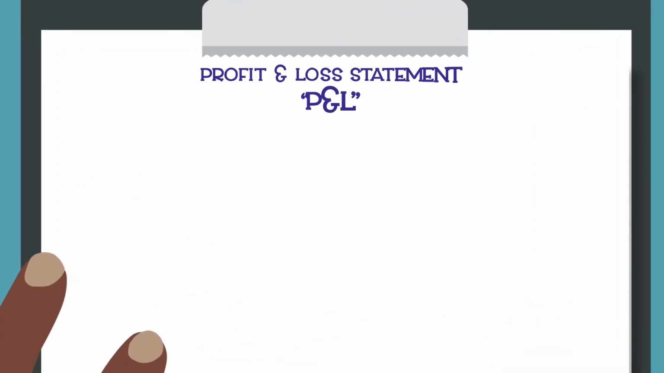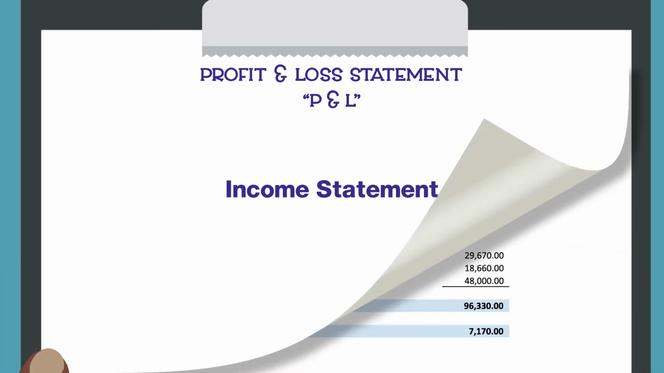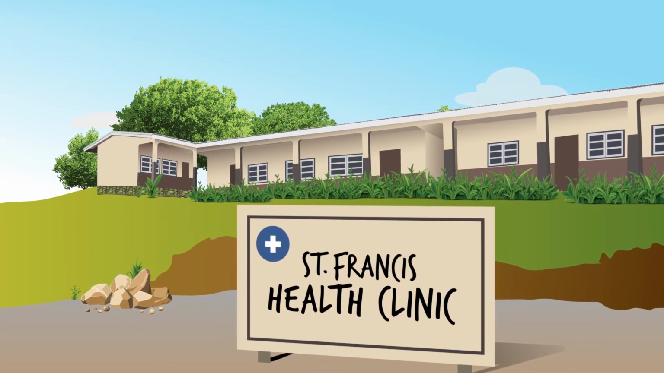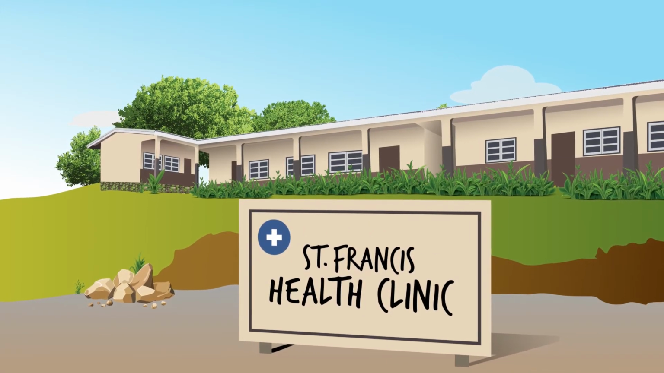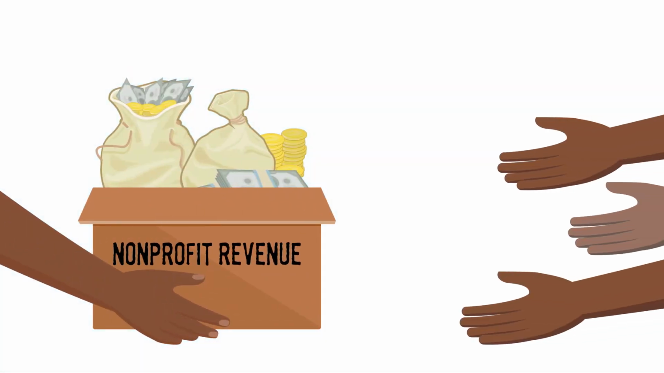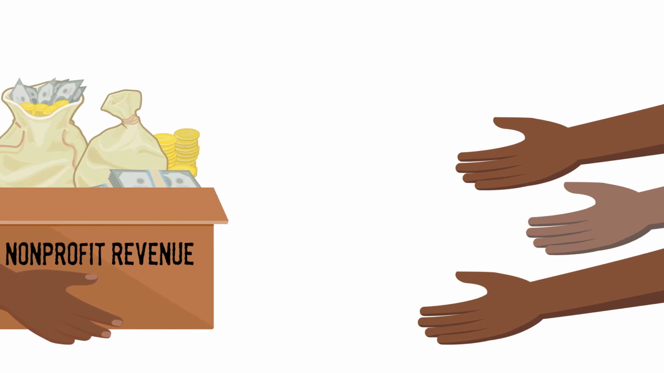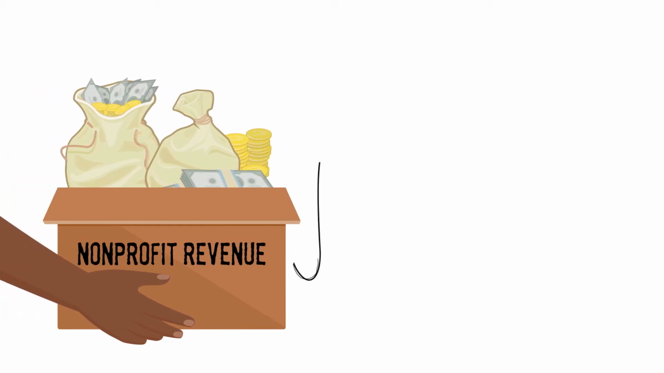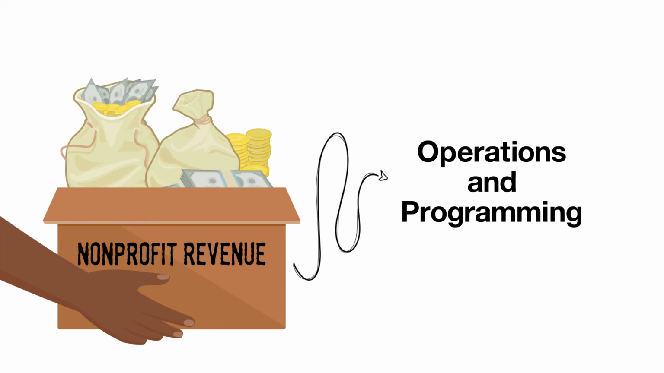A profit and loss statement, or P&L, is also known as an income statement. This shows how much revenue or profit an organization has acquired during a period of time. Even a non-profit organization can generate revenue or profit. The difference is that a non-profit organization does not share revenue with stakeholders or owners of the organization. Instead, any profit generated is typically invested back into the organization to support operations and programming.